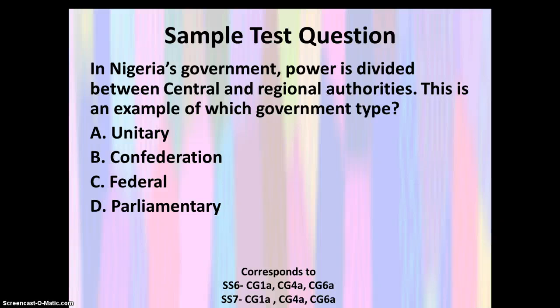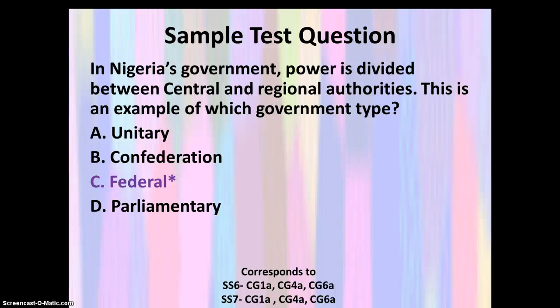Here's a test question. In Nigeria's government, power is divided between central and regional authorities. This is an example of which government type? Right. I hope you paused it and got that right.